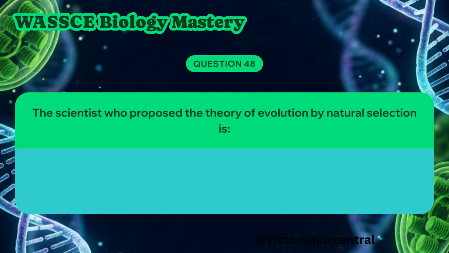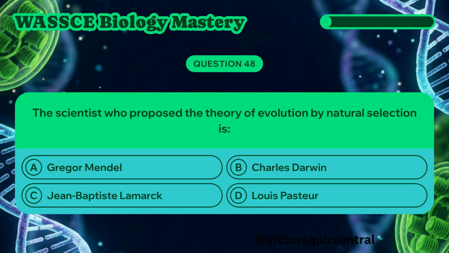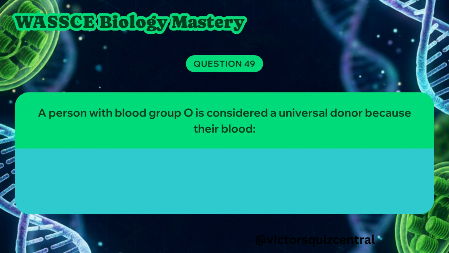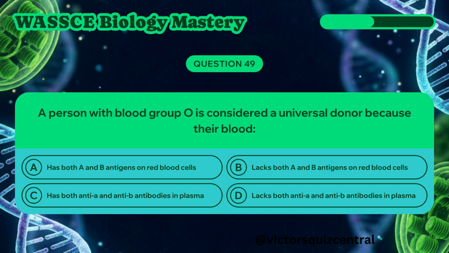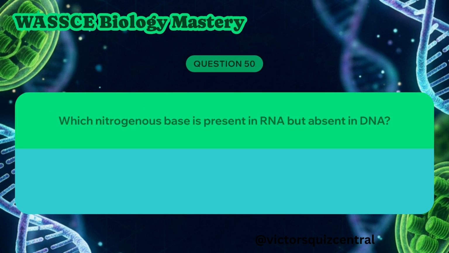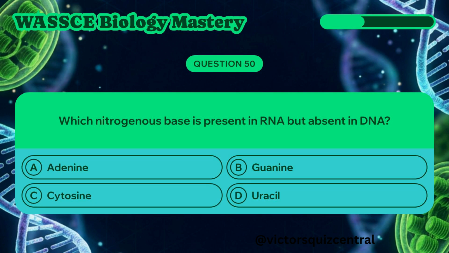The scientist who proposed the theory of evolution by natural selection is... A person with blood group O is considered a universal donor because their blood... Which nitrogenous base is present in RNA but absent in DNA?